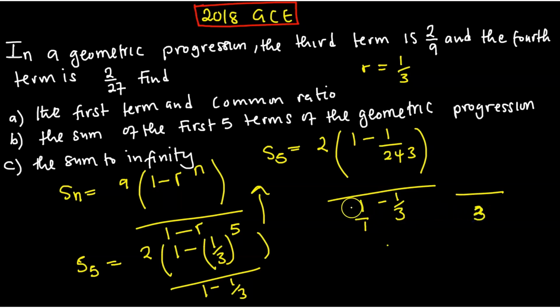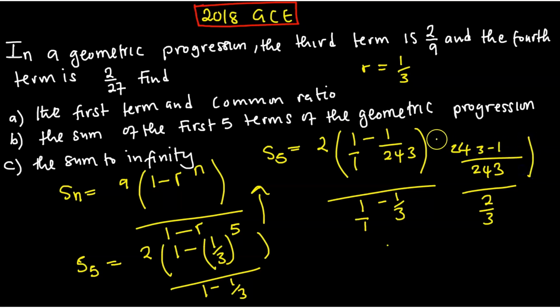Then on top here, this one will be 3 minus 1, which gives 2 over 3. So it's going to be 2 over 3, like that. Then inside here, the lowest common denominator is 243. On top it's going to be 1 times 243, which is 243. So 243 minus 1. Then of course you are multiplying by 2. So now in the brackets, it's going to be 243 minus 1, 242.